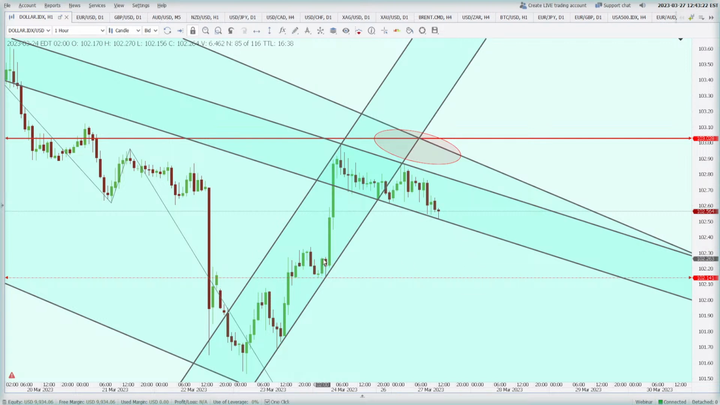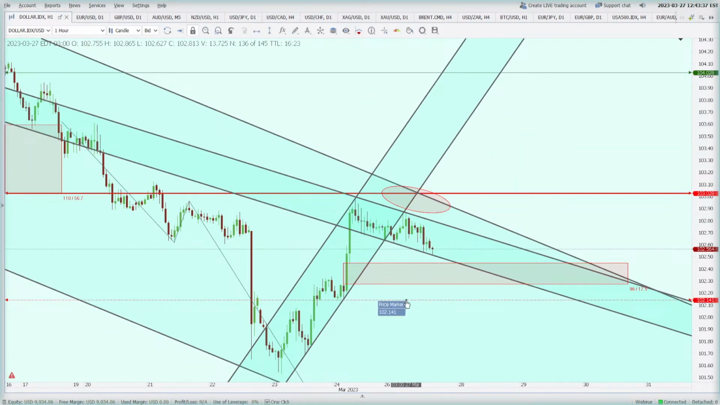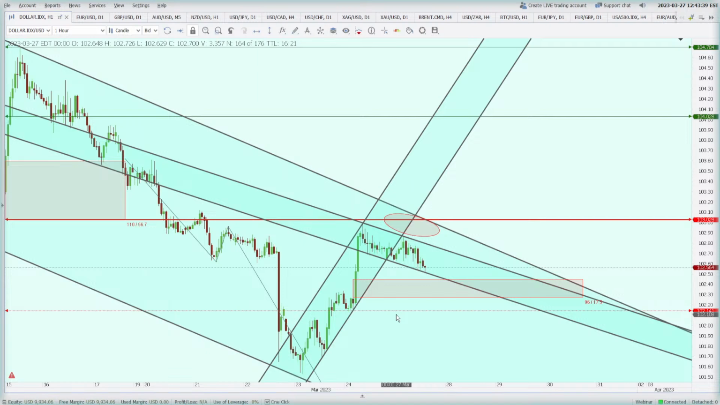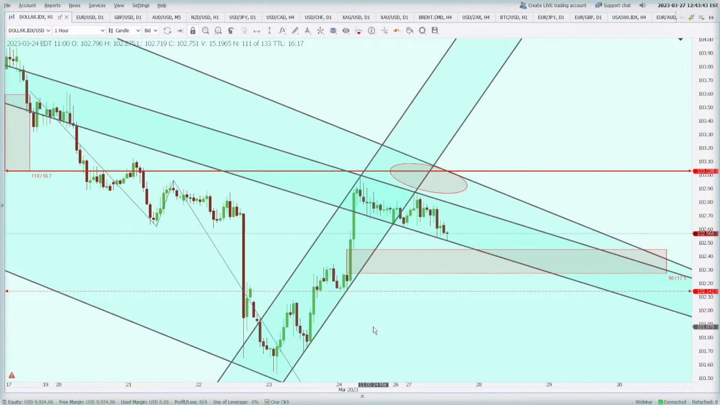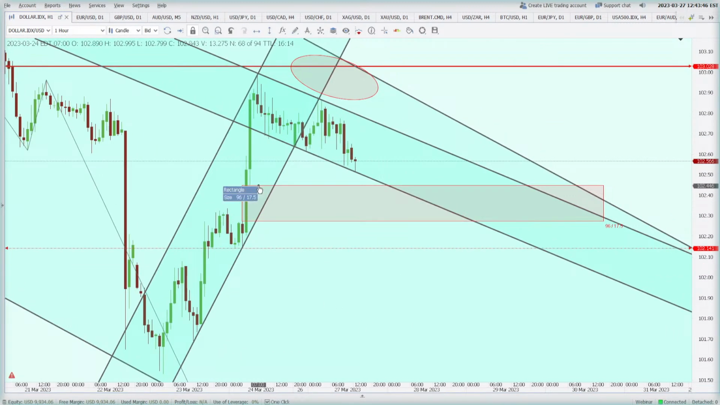Then we have a fair value gap. I don't know how many of you are aware of the fair value gap. This is the concept that ICT teaches. If you are a follower of ICT, he has explained to the world what a fair value gap is. So if the price reaches this area here, this is a fair value gap on the 1 hour. So expect this area to act as a very good support.